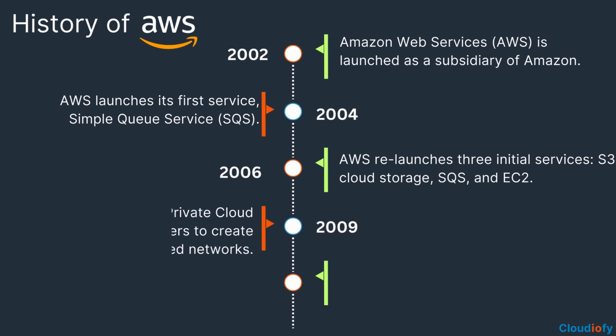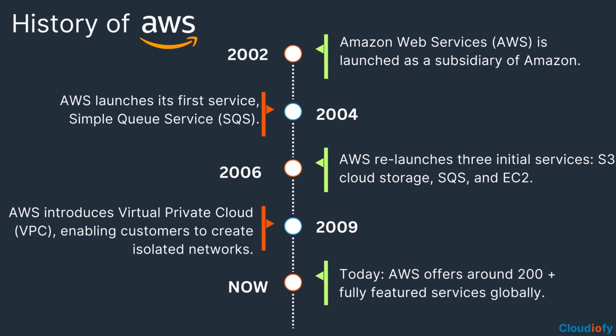The year 2009 marked the introduction of a Virtual Private Cloud, VPC, allowing customers to create isolated networks within the AWS cloud. Today, AWS has grown exponentially and offers around 200 plus fully featured services from data centers worldwide.